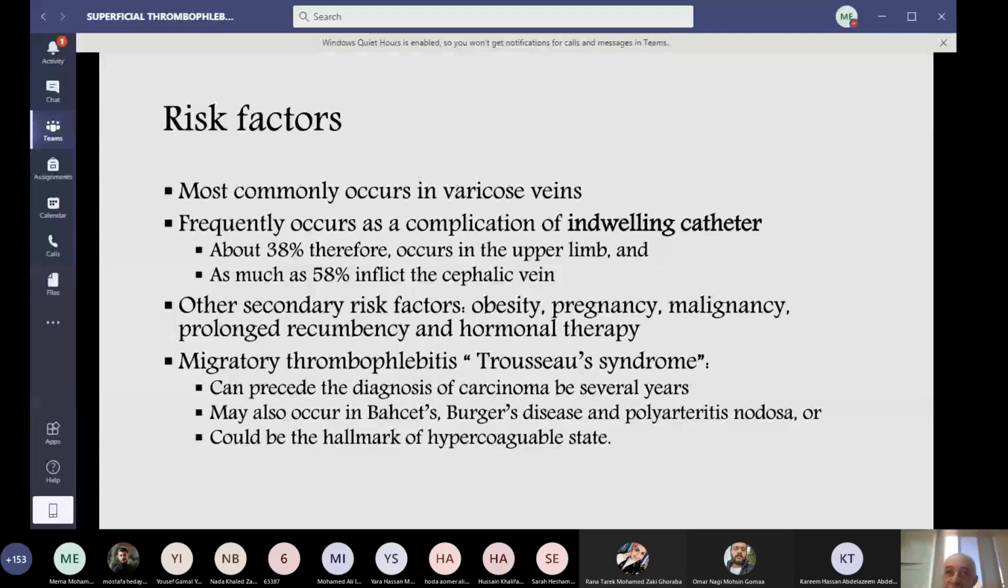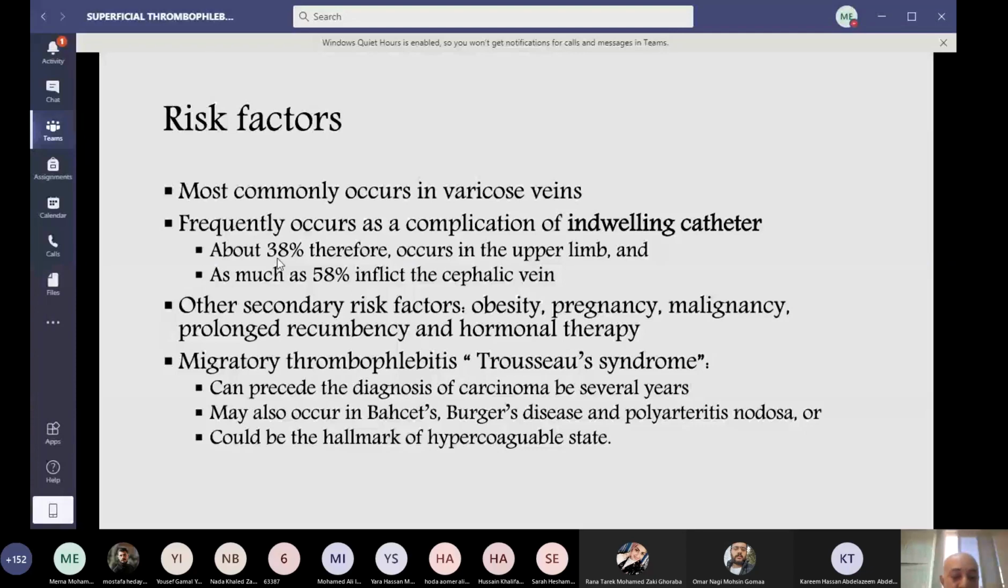Namely, there is stasis inside these veins, and this stasis is responsible for the development of thrombosis. It frequently occurs as a complication of an indwelling catheter. If you have a cannula inside the vein, it will produce a sort of intimal injury, together with stagnation of flow and stasis. All of them will lead to the development of superficial thrombophlebitis.